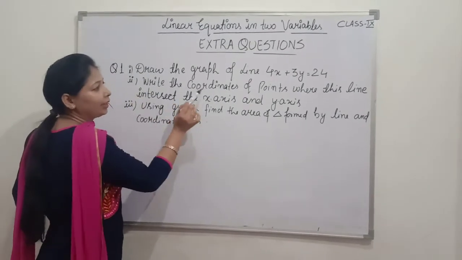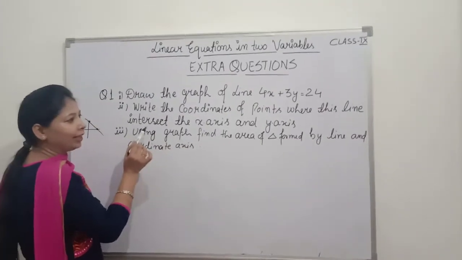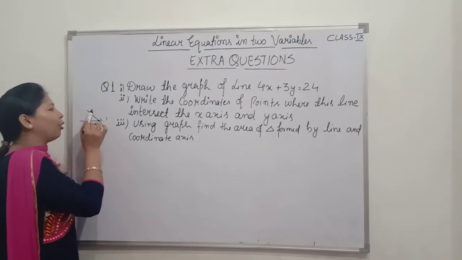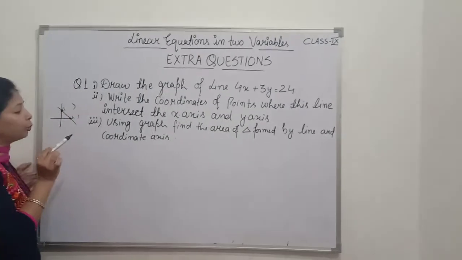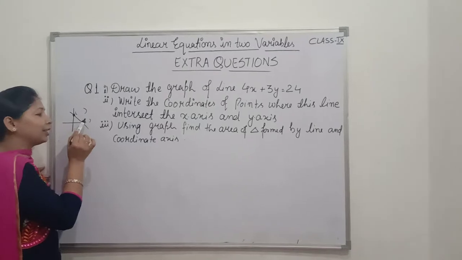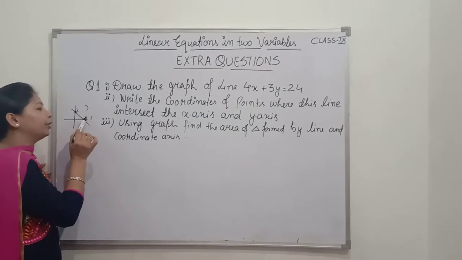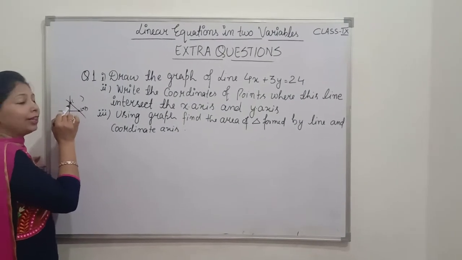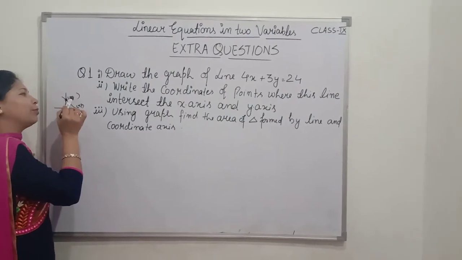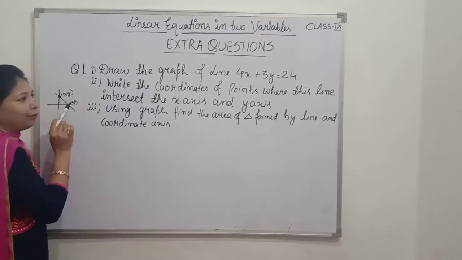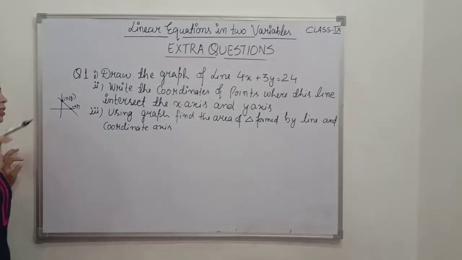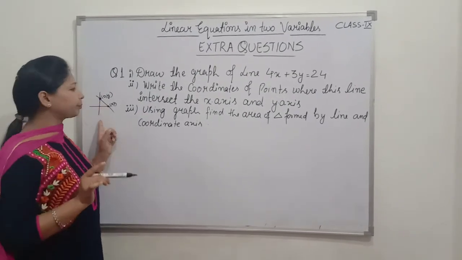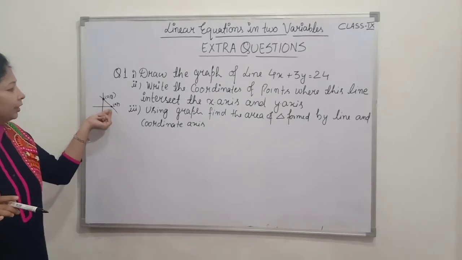Because the question is, write the coordinates of the points where the line intersects the x-axis and the y-axis. Students, you already know that on the x-axis the coordinates are of the form (x, 0), that means y is 0, and the coordinates on the y-axis are of the form (0, y). That means I have to take values in the solution box: one time x is equal to 0 and other time y is equal to 0. In that condition I will get these 2 points.